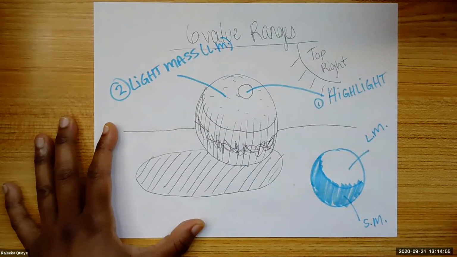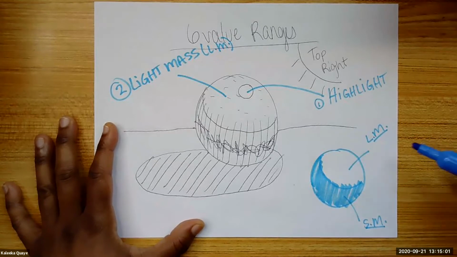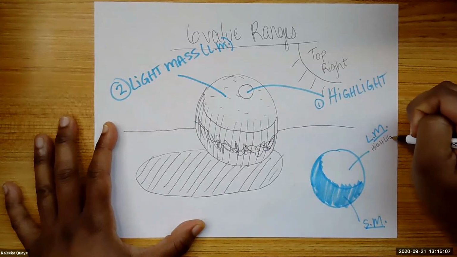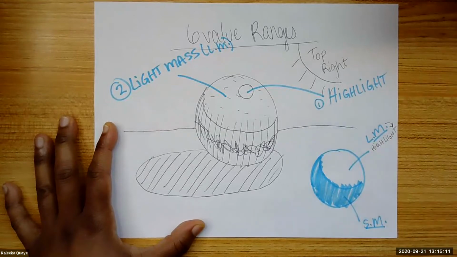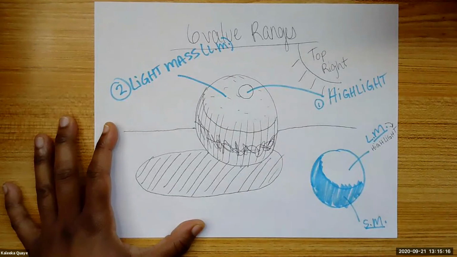Okay. But when you want to abbreviate value, which means squint and see something simplified, you're going to just see the light mass and the shadow mass. Within the light mass, you have the highlight. I'm just writing highlight. So within the light mass, you have the highlight, just to be clear.